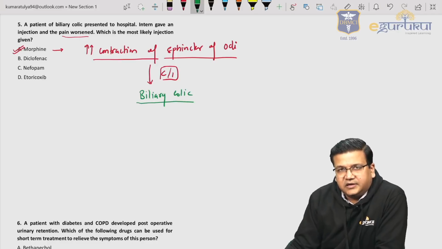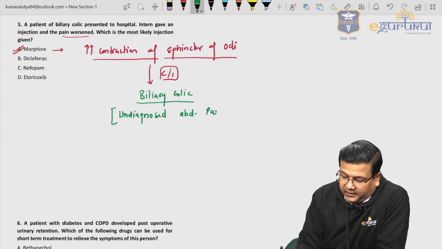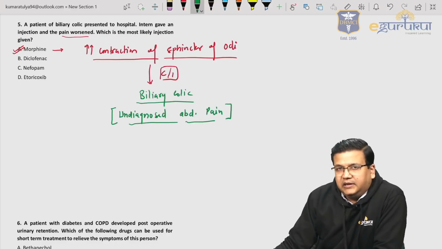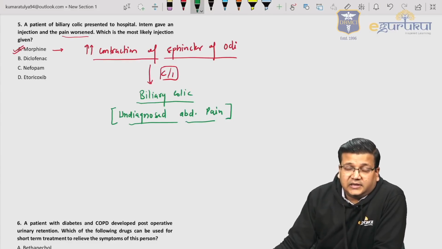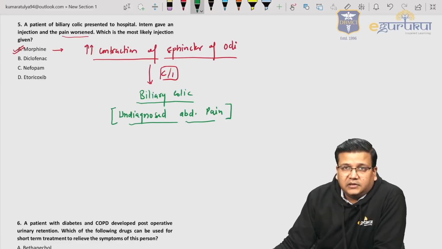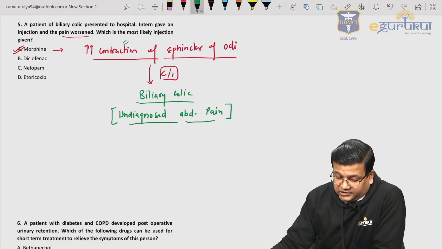And if we widen the indication a bit clinically, then in any patient of undiagnosed abdominal pain. So a patient presenting with abdominal pain, and we have not yet made the diagnosis of what is the cause of the abdominal pain. So till that time biliary colic is a possibility, and therefore the patient should not be given an injection of morphine in undiagnosed abdominal pain or a confirmed case of biliary colic, because it causes increased contraction of sphincter of Oddi. So that's a very simple question.